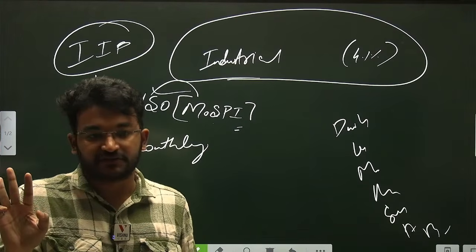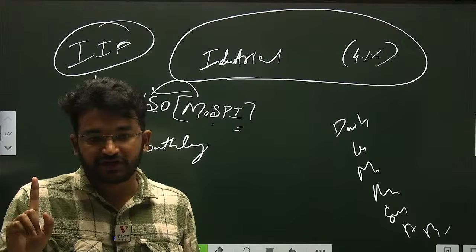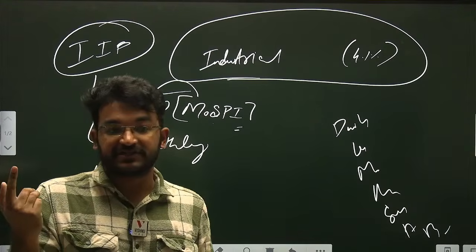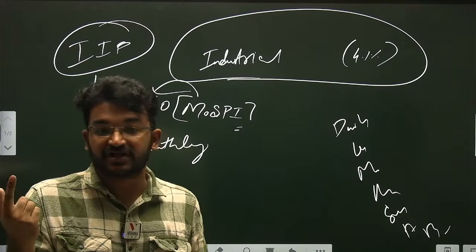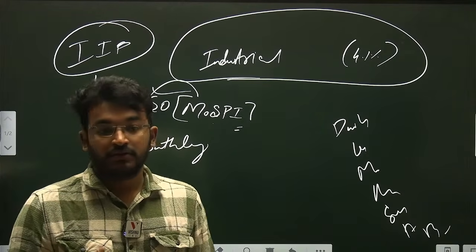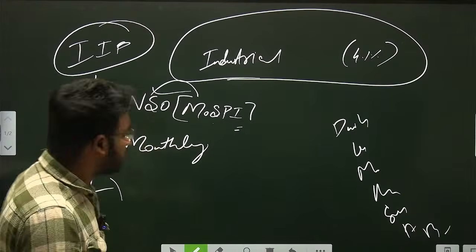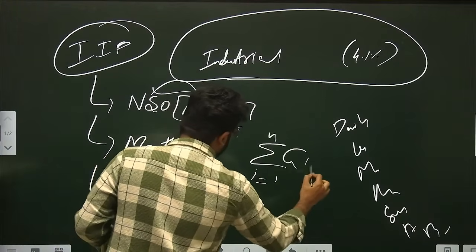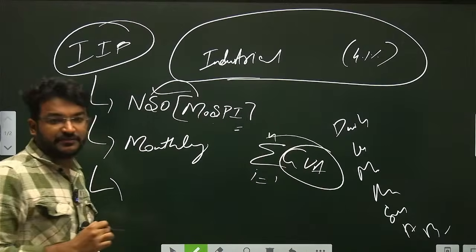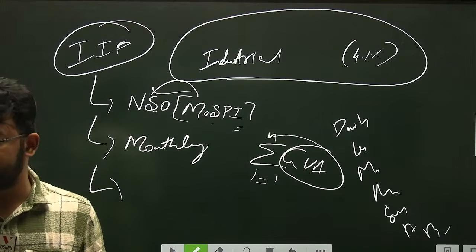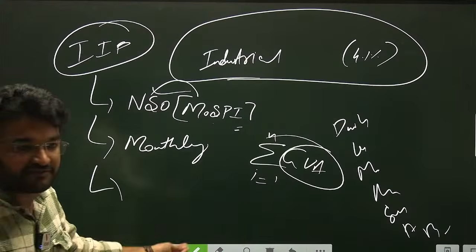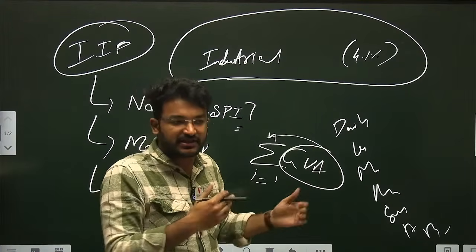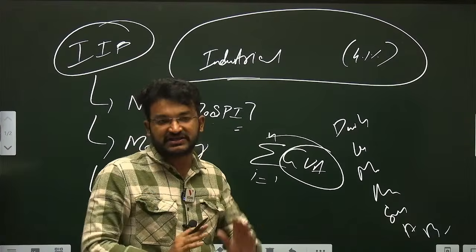What are the three methods of GDP? Production method, income method, expenditure method. Production method, what is the methodology? Summation of value added by all the industries in the country. So why are we calling this the production method? Because we are adding up how much each industry produces, being value added by all industries, that's why we are calling it the production method.